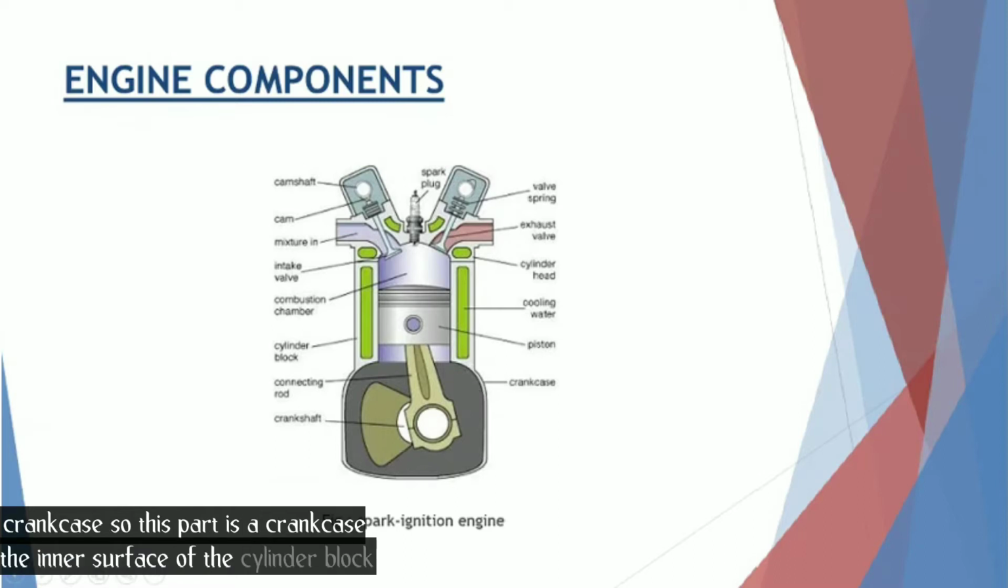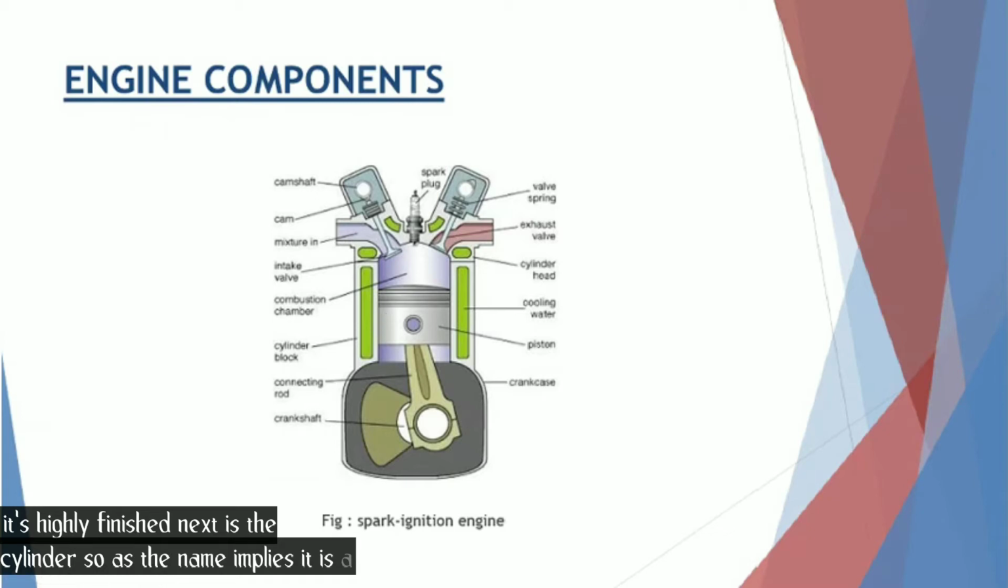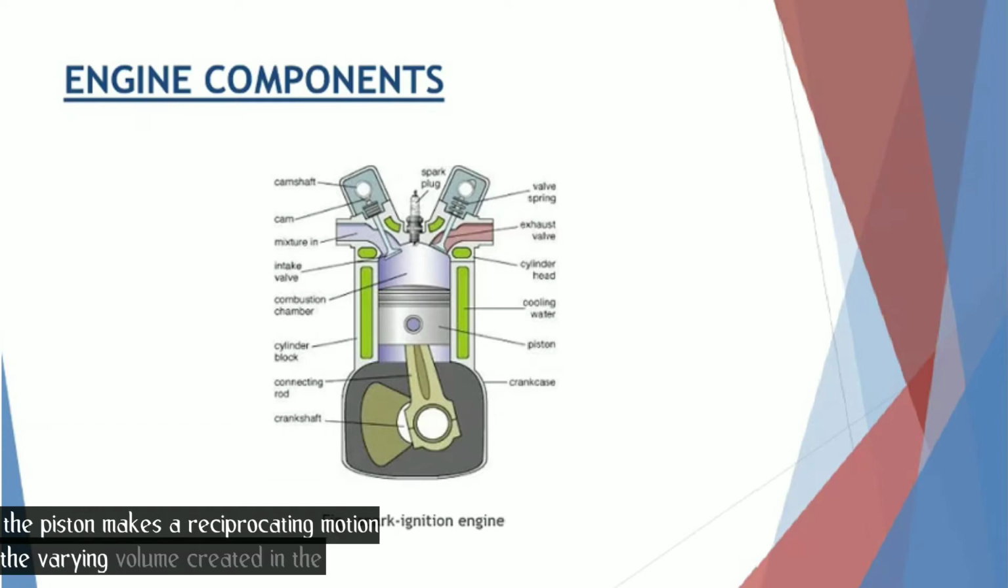The inner surface of the cylinder block, which is machined and finished accurately to the cylindrical shape, is called the bore or a face. So the inner surface of the cylinder is this one. This diameter is called the bore diameter. It's highly finished. Next is the cylinder. As the name implies, it is a cylindrical vessel or a space in which the piston makes a reciprocating motion. The varying volume created in the cylinder during the operation of the engine is filled with the working fluid and subjected to different thermodynamic processes, which I will discuss later. So the cylinder is supported in the cylinder block.